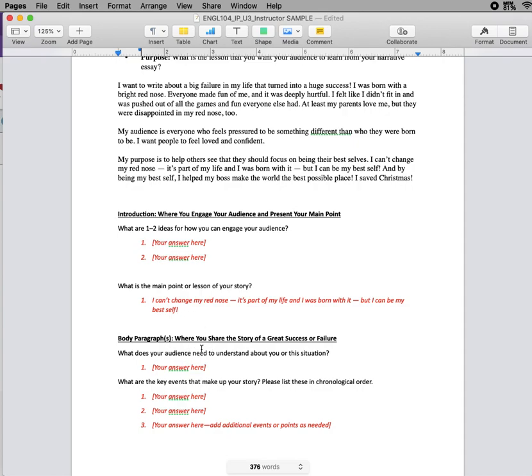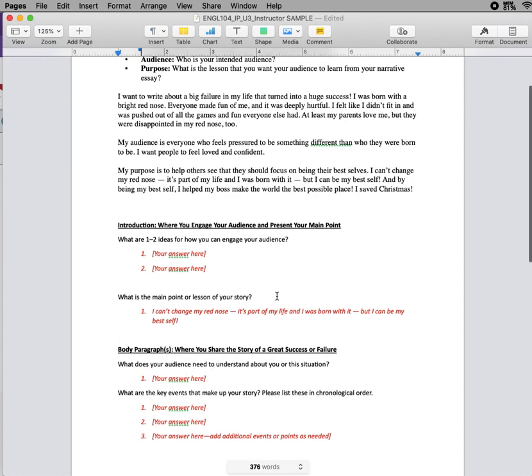Next we have our body paragraphs. Also, remember, I could change this up. I could do whatever I want with it. I'm just taking some of these ideas and putting them in place, and it'll give me some structure to start with, and it reuses and adapts the work I'm already doing. So it's not brand new. Body paragraphs, where you share the story of a great success or failure. What does your audience need to understand about you or this situation?